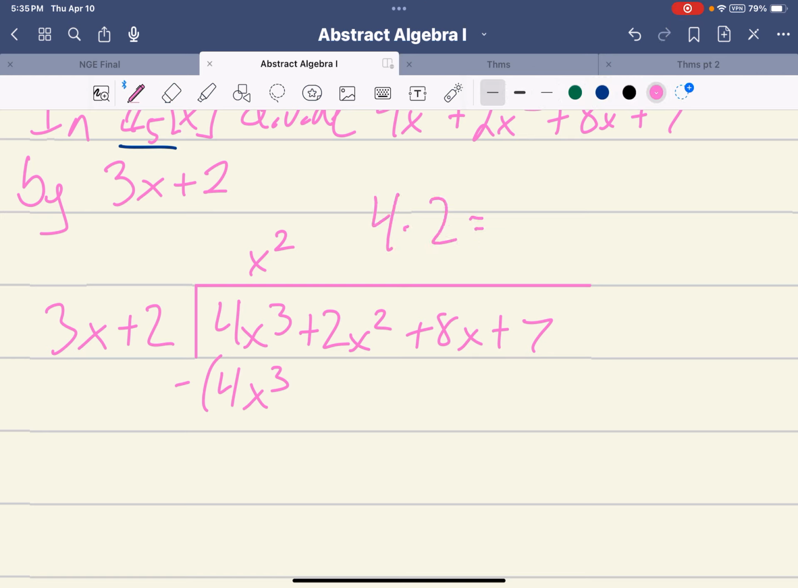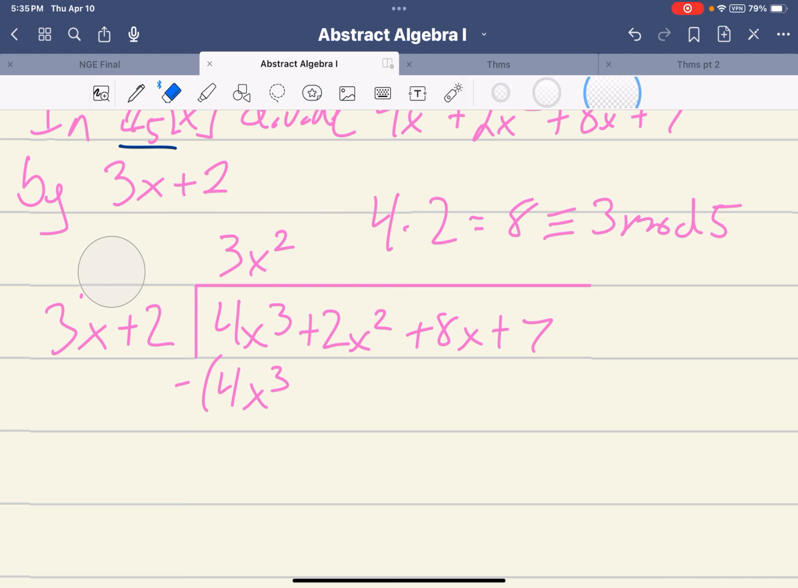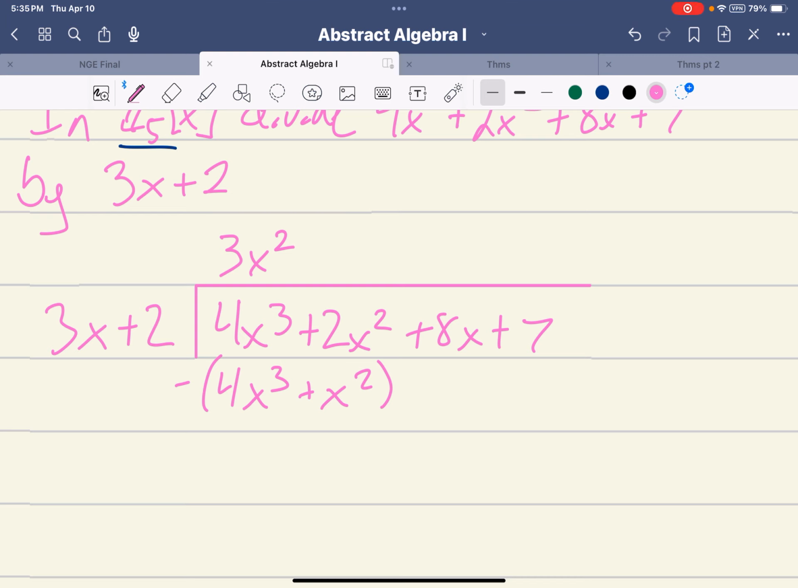4 by 2, you get 8. But 8 is equivalent to 3 mod 5. So we're going to put a 3 here. 3 times 3 is 9. But 9 is equivalent to 4 mod 5, which is what we want. So it's perfect. So I hope that kind of made sense, the way I got 3x squared. And then now we'll also multiply the 3x squared and the 2. And that'll get me a 6x squared, but 6x squared is just x squared under modular arithmetic, right? 6 is equivalent to 1 mod 5. Then we subtract, you get 0, and you get x squared.